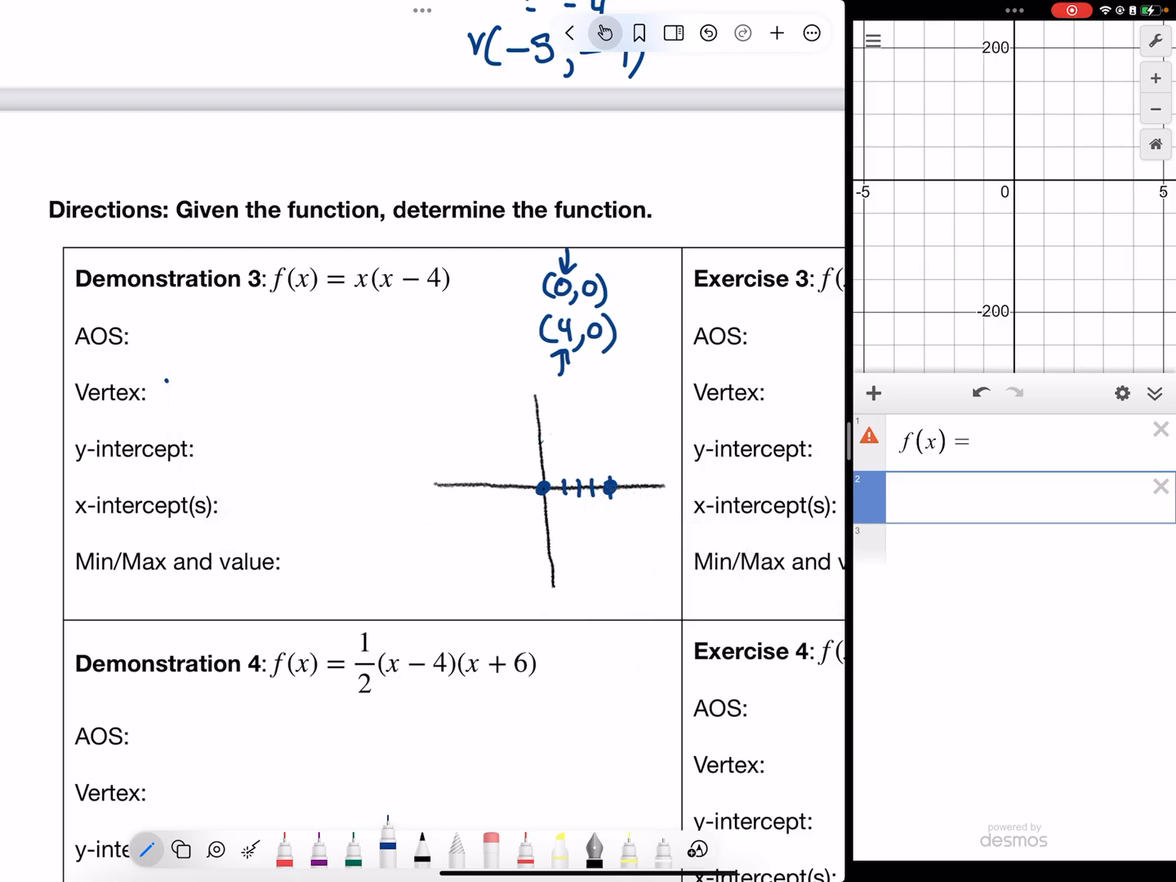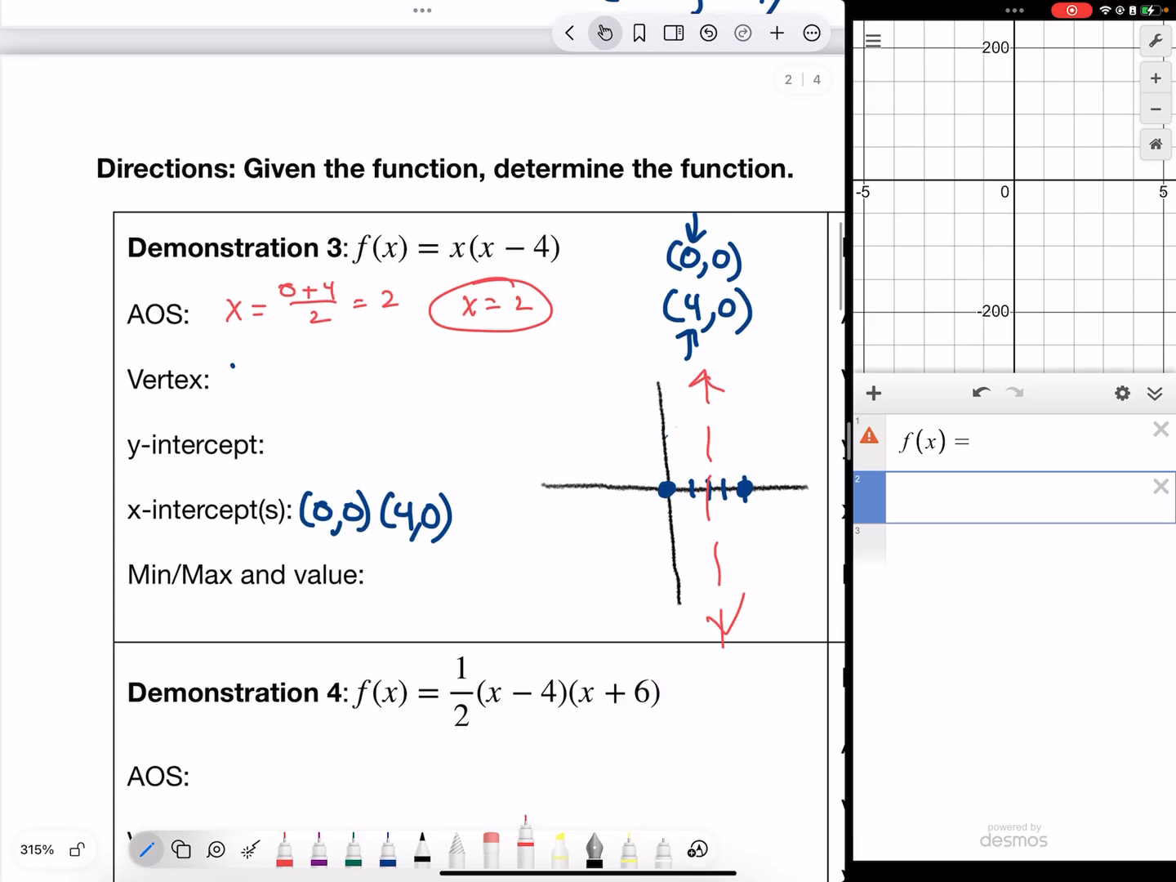So let's write those down. Intercepts 0, 0, and 4, 0. There we go. Axis of symmetry. Add those two numbers together, divide by 2. It's right where I thought it was. Gotta find the old vertex now. I gotta find the f of 2 here. Take this number and plug it in.